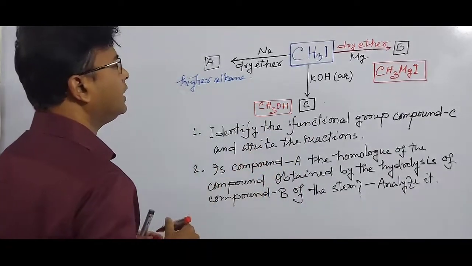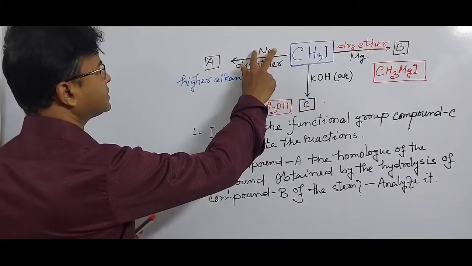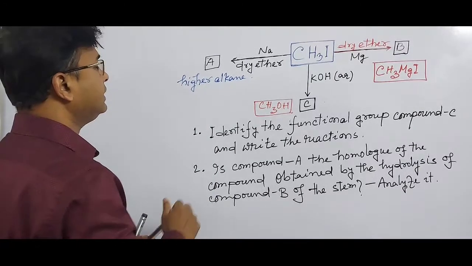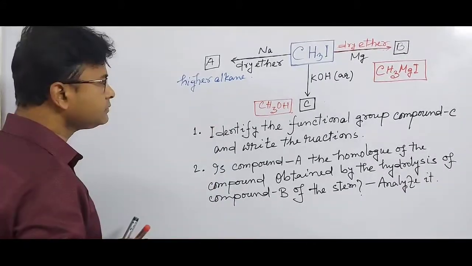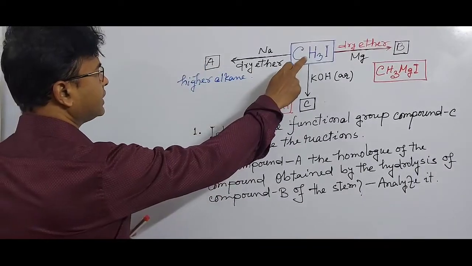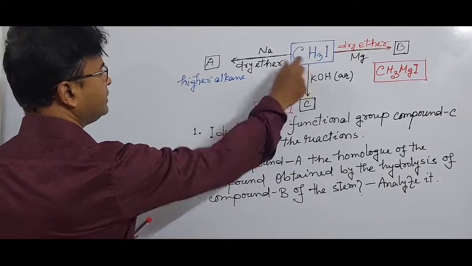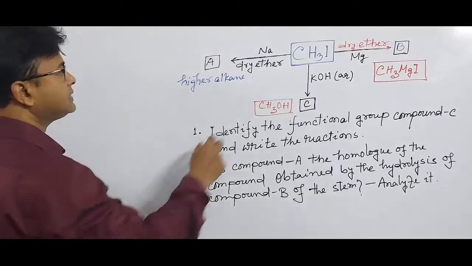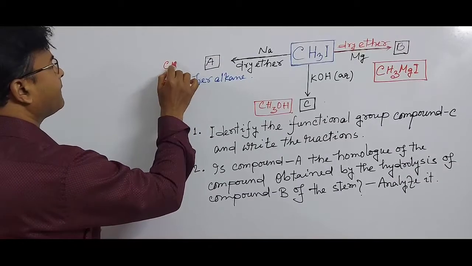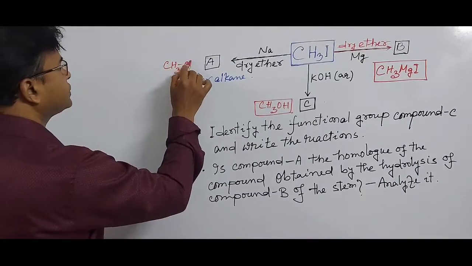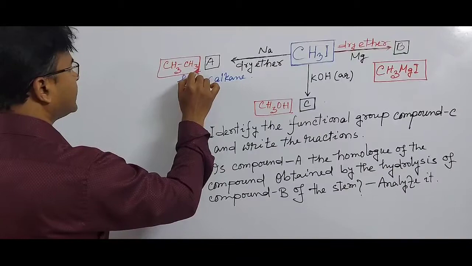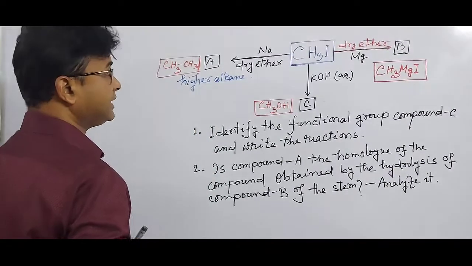and methyl iodide is heated with sodium metal in the presence of dry ether to produce alkane. Here it is mentioned higher alkane. I mean, in the compound A, the number of carbon atoms will be more than the number of carbon atoms of methyl iodide. So, this is actually Wurtz reaction. So, in this case, the product will be ethane. Students, you know that in the Wurtz reaction, the carbon number will be double.